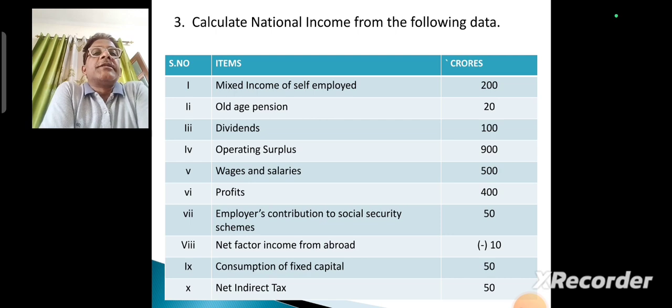After that is the operating surplus. In the operating surplus, you can take dividends. You can take profits, and I do not see rent, interest, royalty here. So only profit has to be taken up. Then you have to take mixed income, which is 200. You get NDPFC, from which you subtract 10, because NFYA is minus 10. So that gives you the national income.